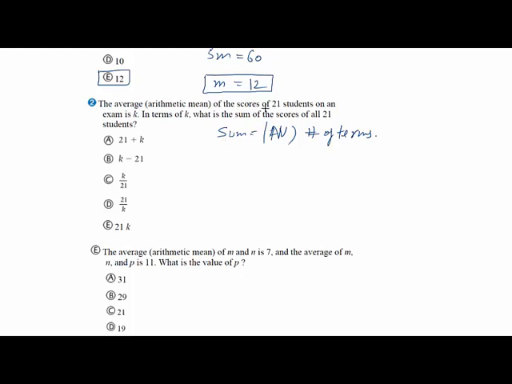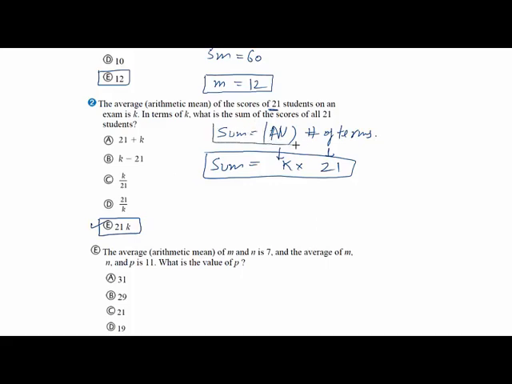It's telling you the average of the scores of 21 students, so the number is 21. On an exam is k, so the average is k, so k times 21. What is the sum of the scores of all 21 students? So sum is k times 21. That's it. So 21k is the right answer. It is considered a medium difficulty level question, but see how much easier it has become by just plugging in the values in the formula sum equals average times number of terms. Now let us see the third question.